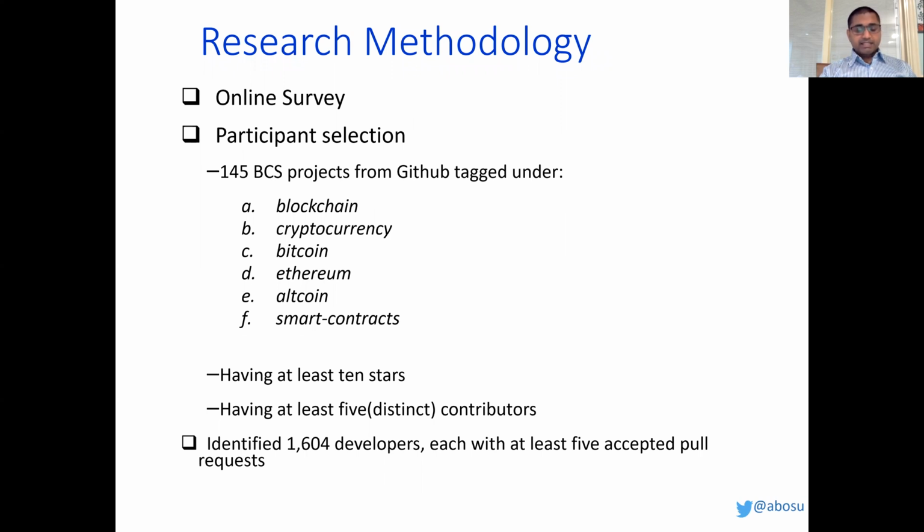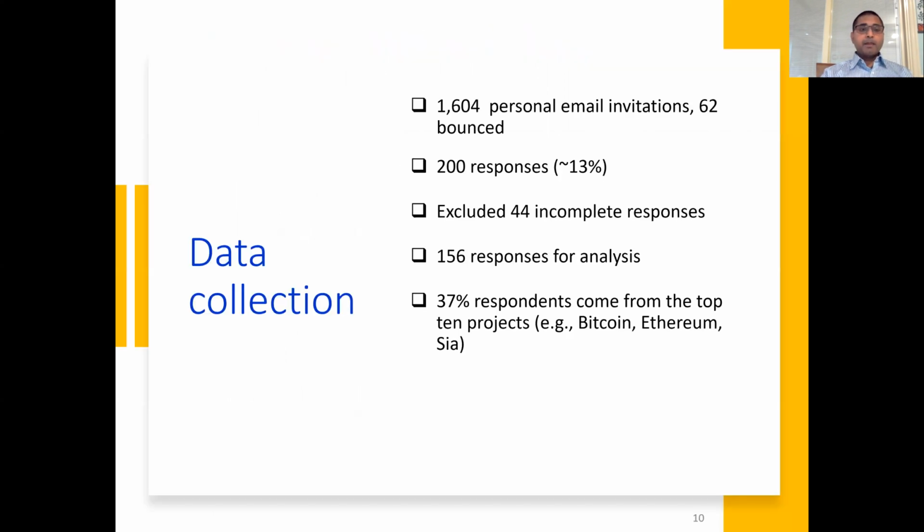To this end, we sent a survey to contemporary blockchain software developers, since they have first-hand knowledge regarding our study objectives. From GitHub, we identified 145 blockchain projects that have at least 10 stars and 5 distinct contributors. By mining the Git commit logs, we identified the users that have committed at least 5 changes. We sent survey invitations to these users and received 200 responses, so our response rate is 13%. After excluding the 44 incomplete responses, we had 156 responses for analysis. Among those responses, 37% of our respondents come from the top 10 blockchain projects such as Bitcoin, Ethereum, and SIA.